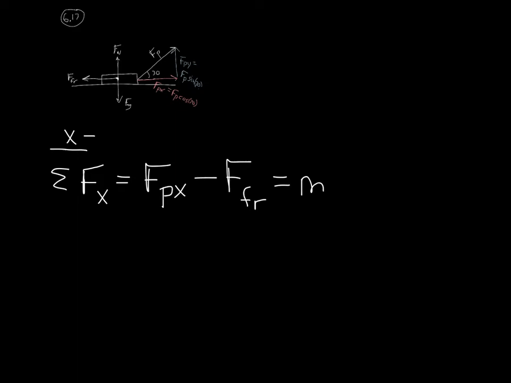The sum of forces equals mass times the acceleration in the x direction. What is the acceleration in the x direction? Why is it 0? Because it's moving at a constant velocity. Constant velocity means 0 acceleration.